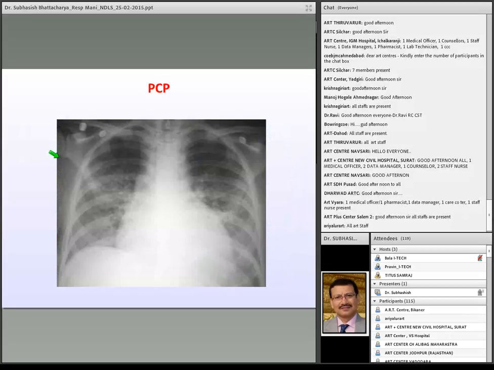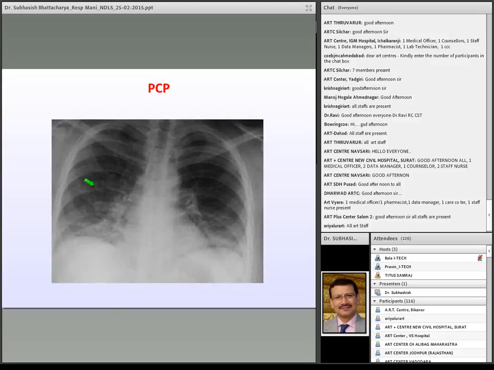And mild opacity in the parahilar region. But if this X-ray is repeated after some time, after 4 to 6 hours, what we'll see is the whole lung may be opacified, and this is the ground glass opacity of the lung, which may not occur at the beginning of the presentation. And in this picture, this opacification has started from the parahilar region and is extending to the periphery like this. So these are the important radiological manifestations of PCP.